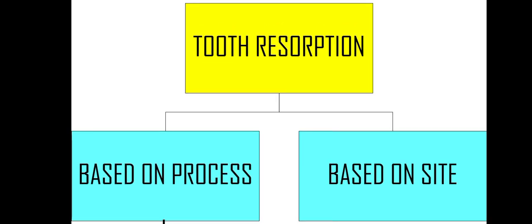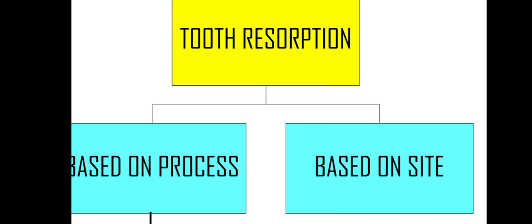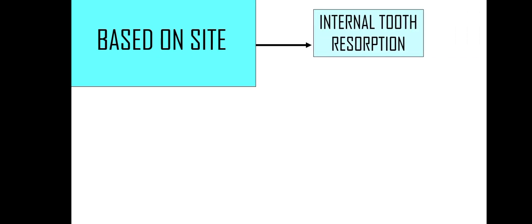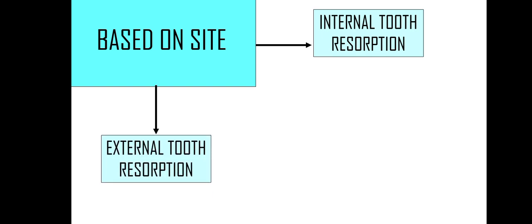Tooth resorption can also be classified on the basis of site. On the basis of site, tooth resorption can be classified in two categories. First is internal tooth resorption, second is external tooth resorption.